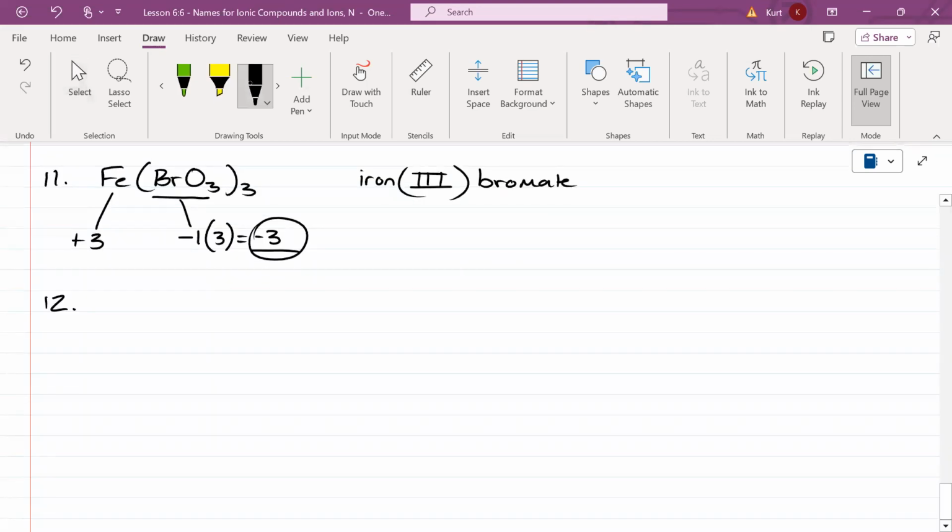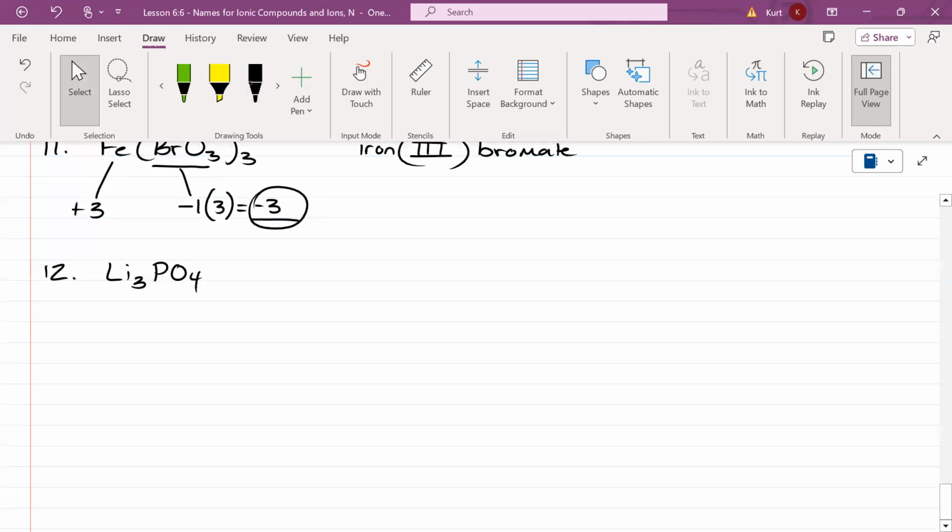Number 12, Li3PO4. Okay, now we're dealing with monatomic ions and polyatomic ions. Lithium is in group 1, so you do not need Roman numerals. So just write lithium, and you all should know the polyatomic ion PO4, that is phosphate. But what I want to teach you now is, you don't need Roman numerals for elements in group 1 or 2 or like aluminum and so on. But I do want you to see why it's in this 3-to-1 ratio.